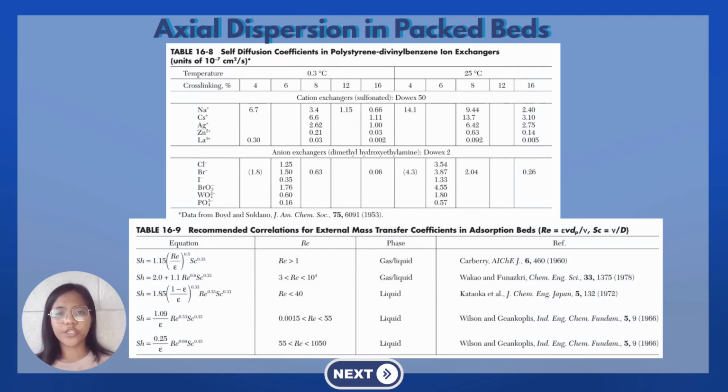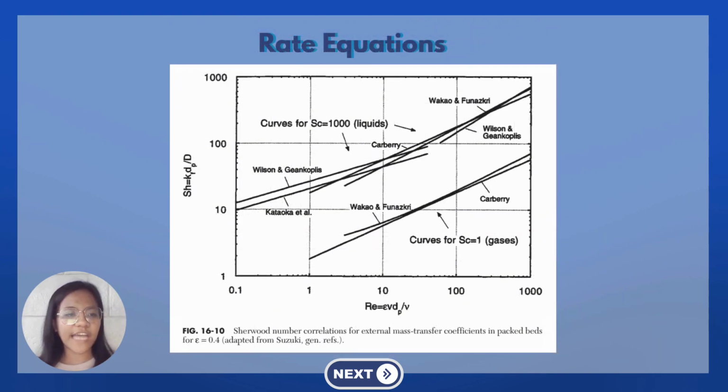The axial dispersion coefficient lumps together all mechanisms leading to axial mixing in packed beds. Thus, the axial dispersion coefficient must account not only for molecular diffusion and convective mixing but also for non-uniformities in the fluid velocity across the packed bed. Figure 16-10 shows the Sherwood number correlations for external mass transfer coefficients in packed beds for epsilon equals 0.4.